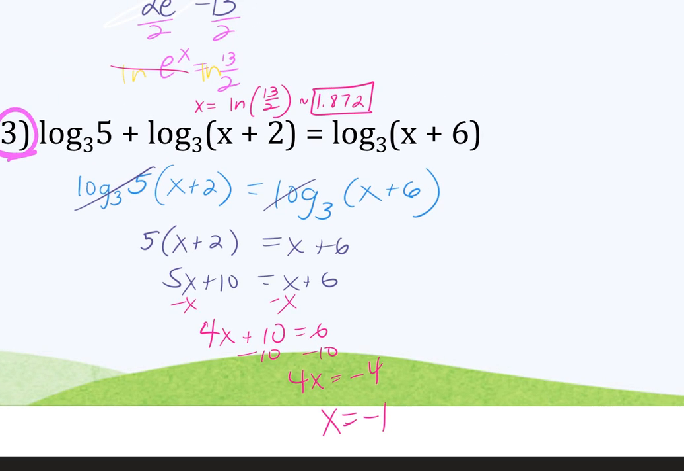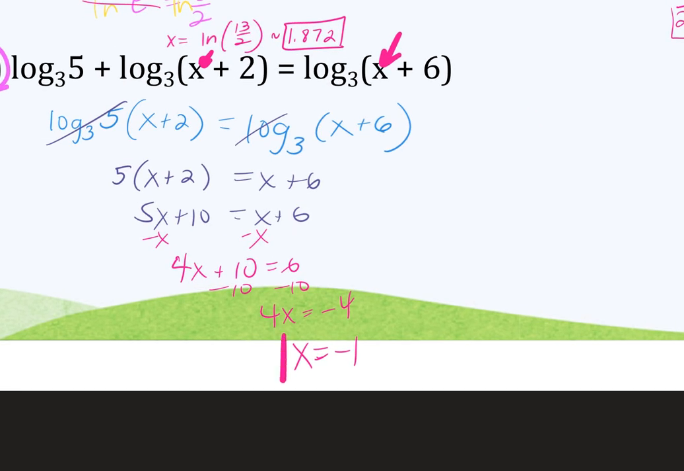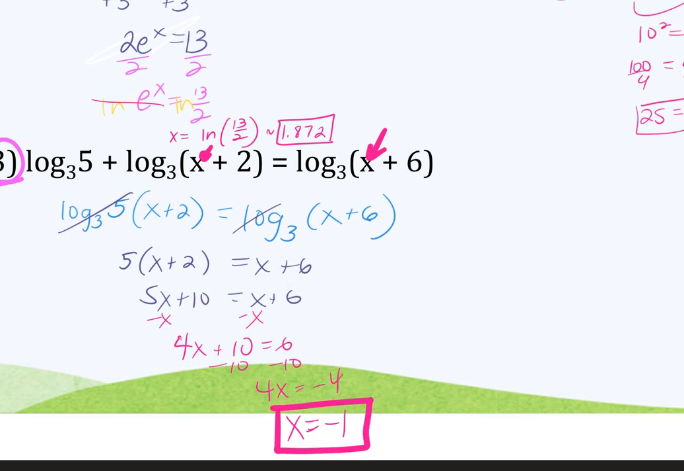And then I check it. If I plug a negative 1 in here, it ends up being log base 3 of 5, which can be done. If I plug a negative 1 in here, I end up with log base 3 of 1, which can be done. So we don't just rule out every negative answer. We rule out the ones that when we plug them back in, the log would be of a negative or of 0. So this one I keep.